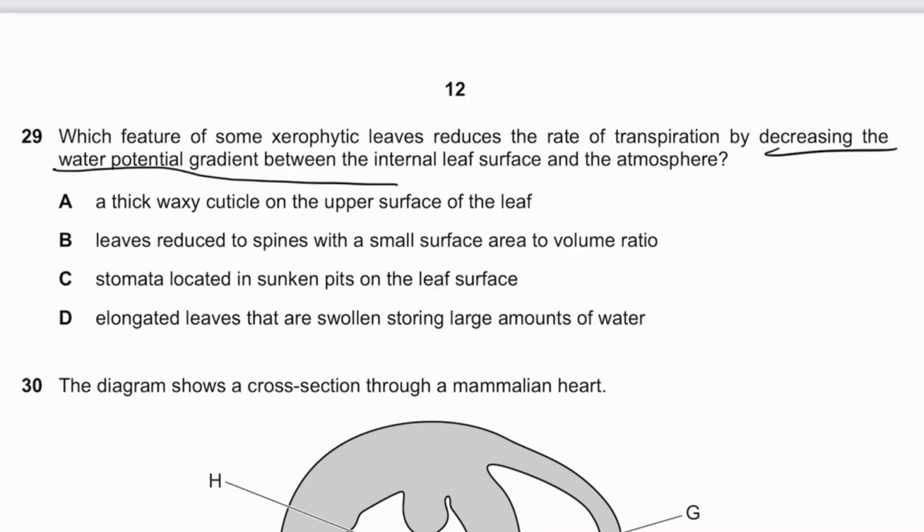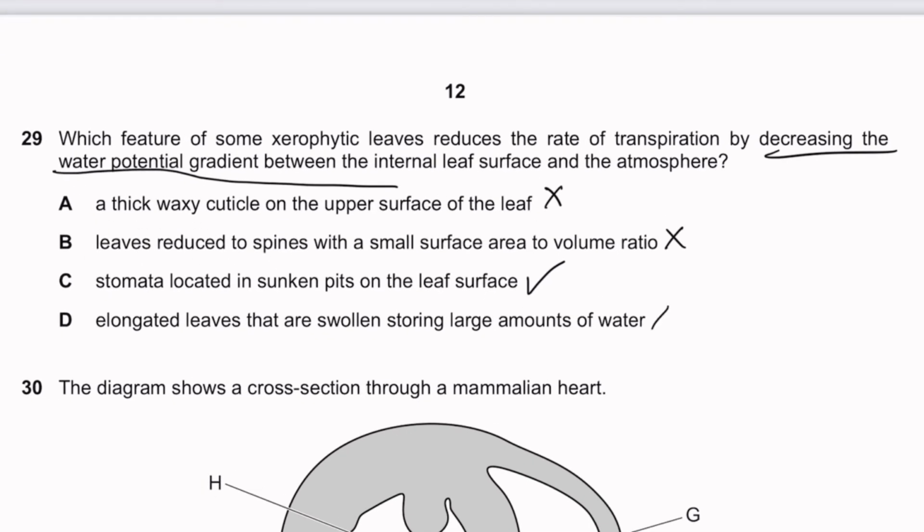So a thick waxy cuticle does not do any of those. Leaves reduced to spines reduce the surface area to volume ratio. Another wrong one. Stomata located in sunken pits, exactly, because when it's in sunken pits, then the accumulation of humid air is going to happen on top of the sunken pits, and so that's going to reduce the diffusion gradient for water vapor and hence reduce the rate of water loss. Elongated leaves that are swollen, storing large amounts of water, it doesn't reduce. Okay, another example of this would actually be when the leaves are rolled, and so basically they're going to trap this humid air. Another example is also when there's trichomes present, and these trichomes are going to trap humid air as well, so the answer is C.